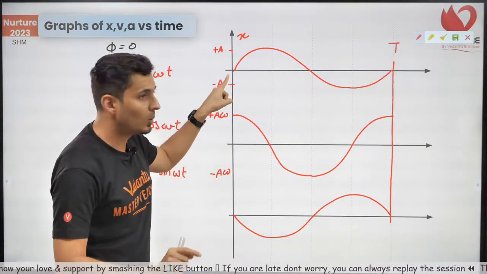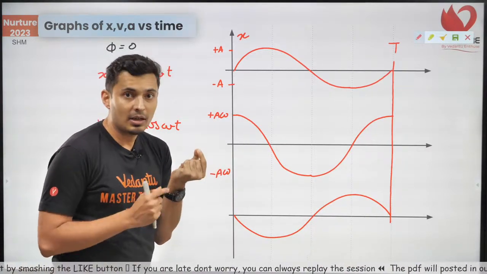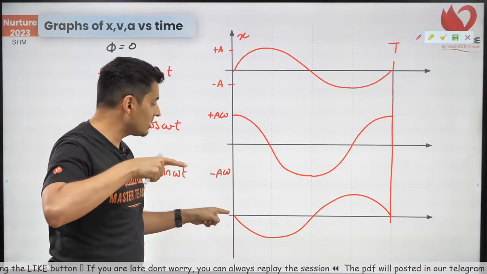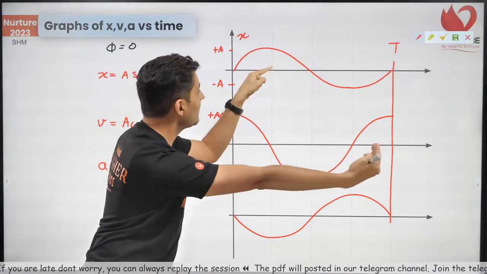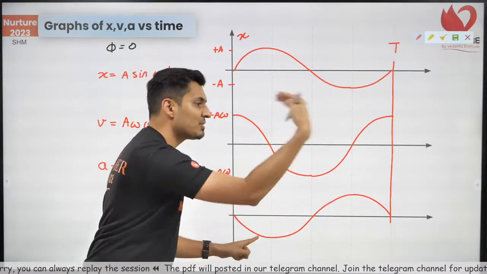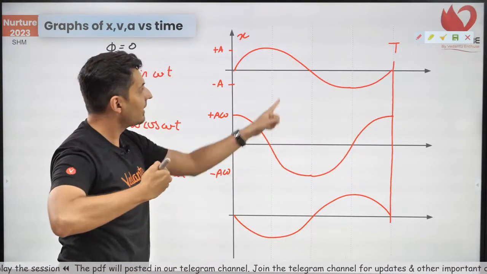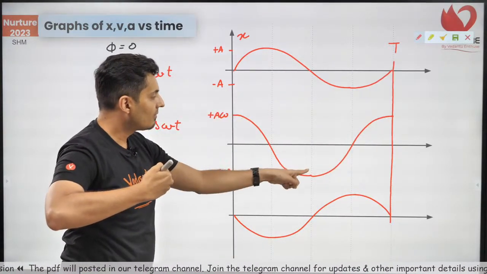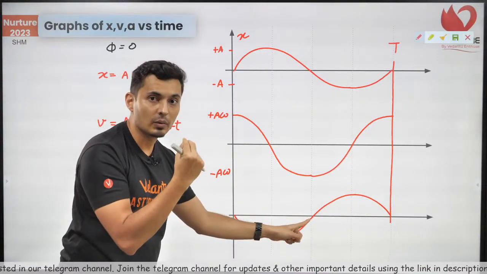When position is 0, velocity is maximum. That means when you are at the mean position, the center, velocity is maximum and acceleration is 0. When you reach the extreme end, the amplitude, velocity is 0 because you have just stopped, but acceleration is maximum. Again, when you come back, position is 0, velocity is negatively maximum, acceleration is 0.